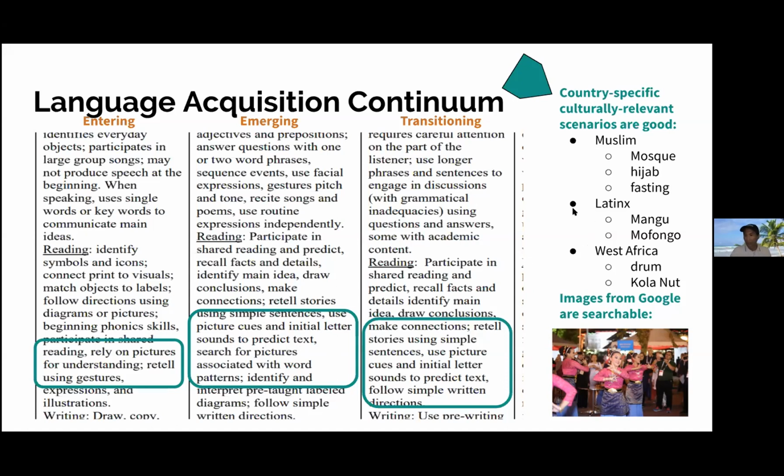Go back to the cultural backgrounds, like if you have a lot of Muslims in your community, then talk about the mosque or the hijab, traditions with that. They just finished their fasting in Ramadan. That could be related to maybe something that you are focusing on, like social activism. The Latinx community with the Mangu and the Mofongo in different subsections of the culture, which is Latin America. Mangu, for example, doesn't exist in Guatemala, but it would be interesting to know about it, right?